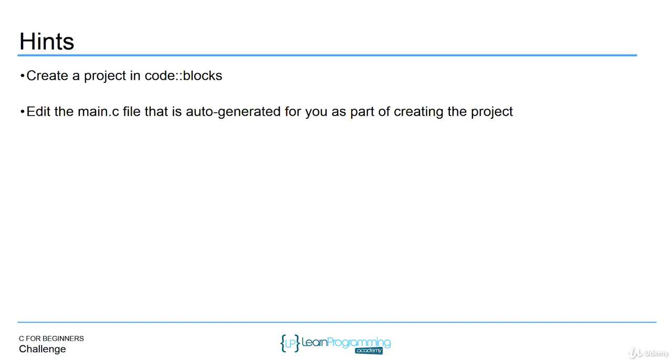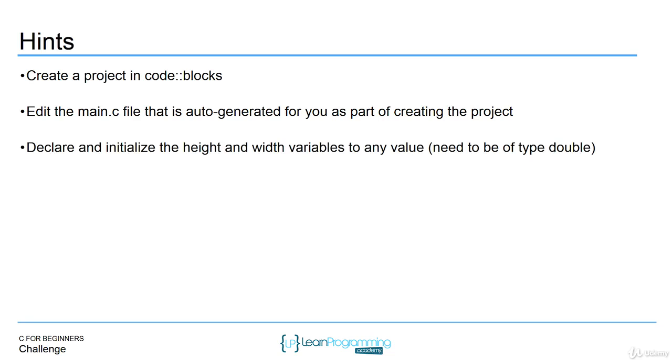So main.c is just going to be an empty template with a main function in it. Remember, the main function is the entry point. After you have the main.c file, you're going to need to edit it. And as I mentioned, you need to create some variables. And the variables have to be of type double. So you should at least create a couple variables for height and width of type double.